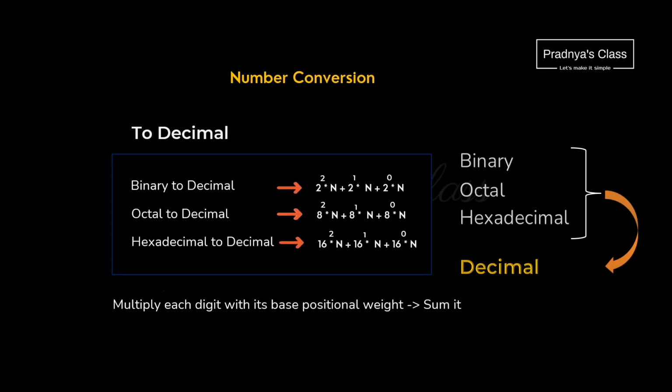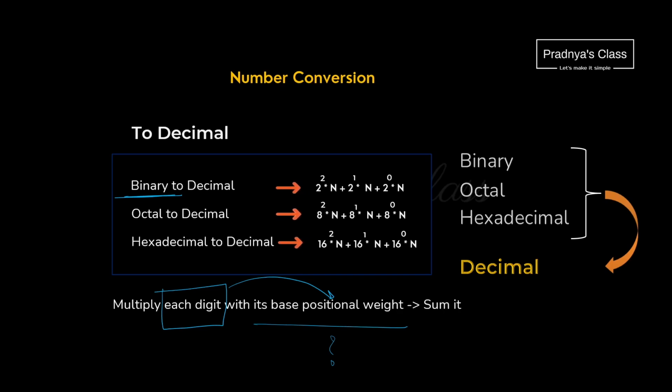Each digit of the given number will be multiplied with its base positional weight. And then we have to add them all. What is this base positional weight? Every digit of that number system has positional weight. Let's take example of a binary number system.